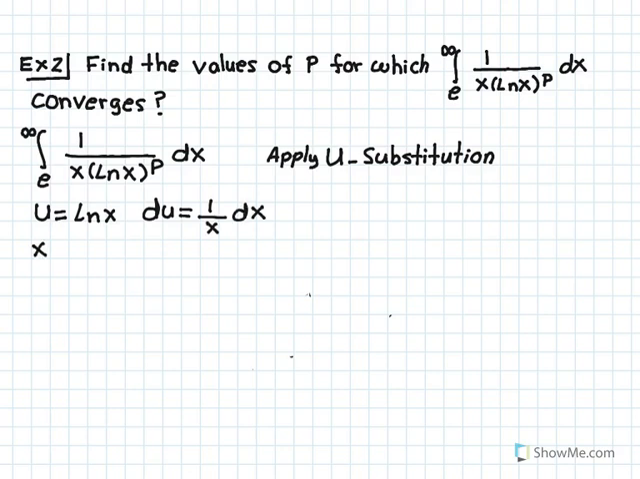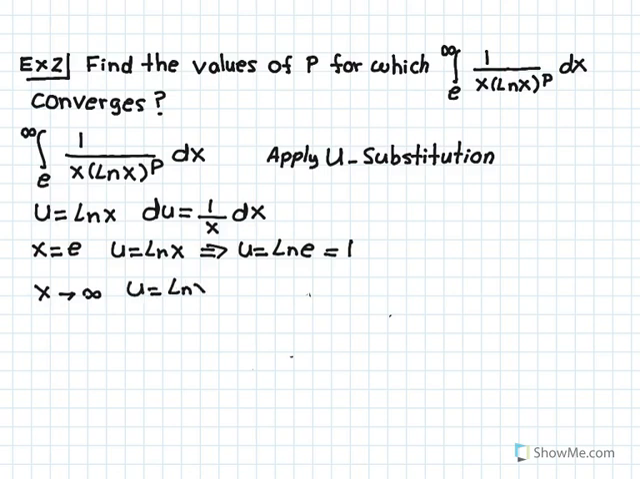Let's look at the lower limit, x is equal to e. Plug it into u is equal to log x. That gives us u is equal to log e. Log of e is just 1. Let's put the upper limit, x goes to infinity. Plug that into u is equal to log x. Well, that means u goes to infinity, because u is equal to log of infinity, that's going to go to infinity. So let's transform the integral to get it in terms of u.